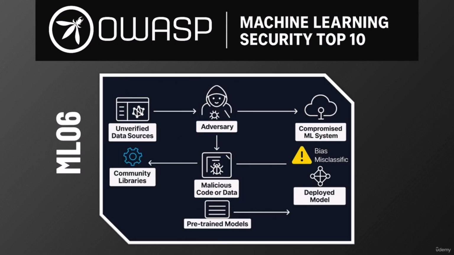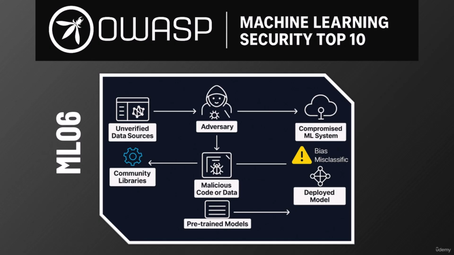AI supply chain attacks target the wide range of interconnected components that make up the machine learning development lifecycle. These attacks can occur at any stage of the ML pipeline, from third-party datasets and open-source libraries to pre-trained models, with the goal of compromising the system's integrity, functionality, or security.